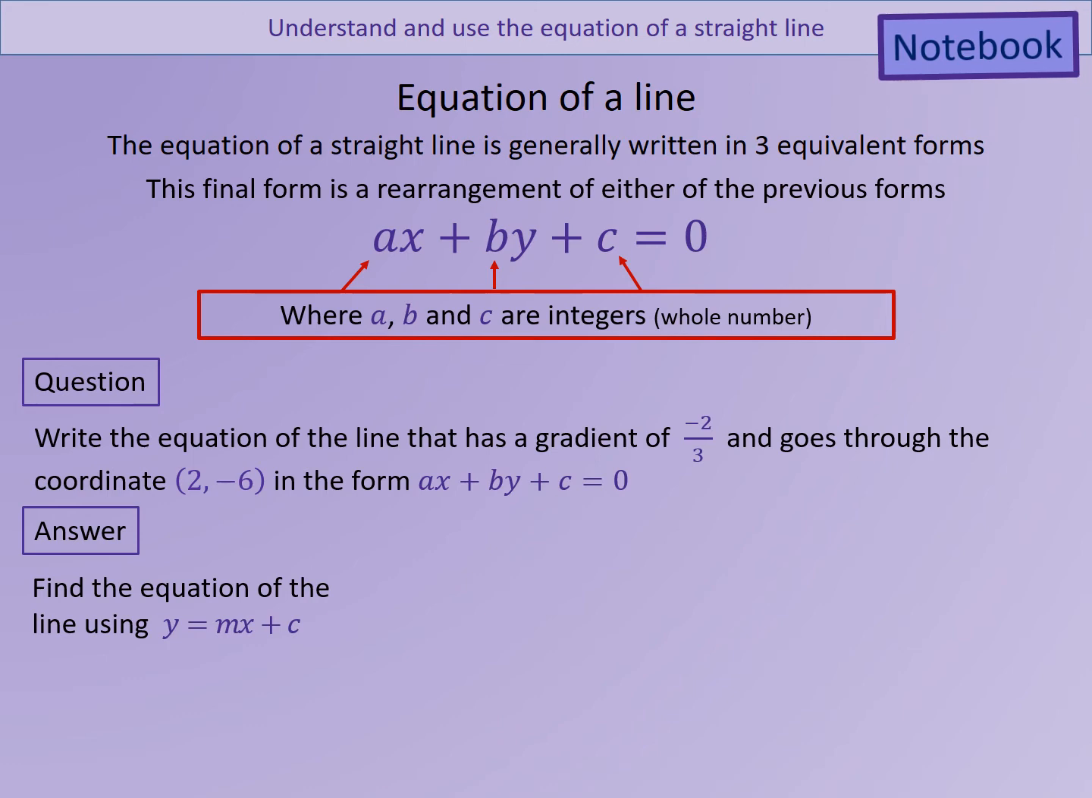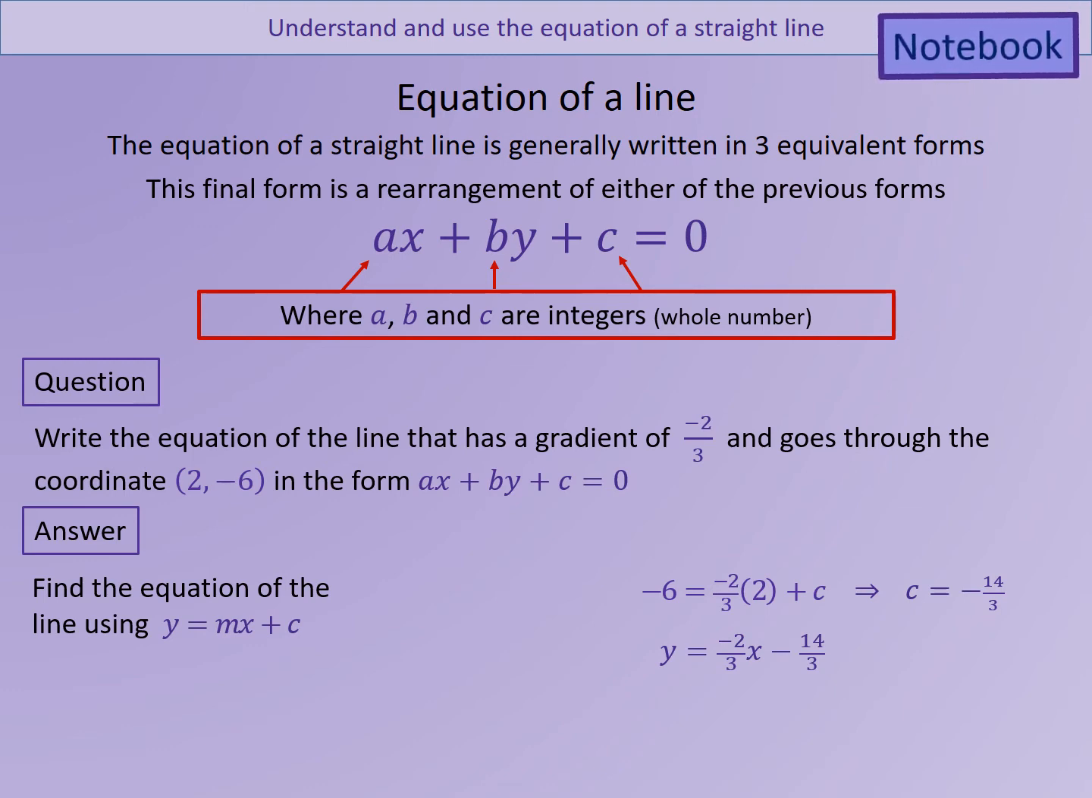So I'm going to replace y with minus 6. I'm going to replace m with minus 2/3. I'm going to replace x with 2, and that will allow me to find c. So I've done exactly that in this line, and then rearranging, you get c being minus 14/3. Not a whole number, but like I've said before, at A level, don't expect integers for all of our answers. So here is my straight line in the form y equals mx plus c.